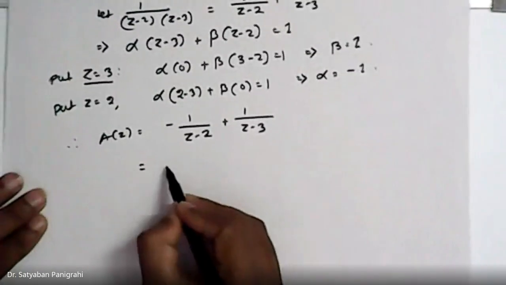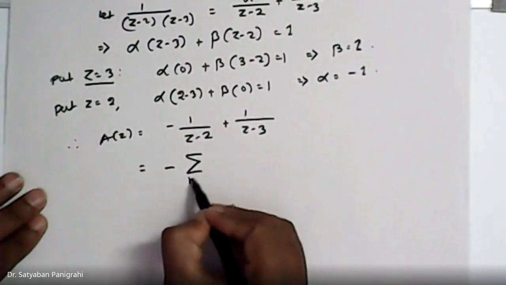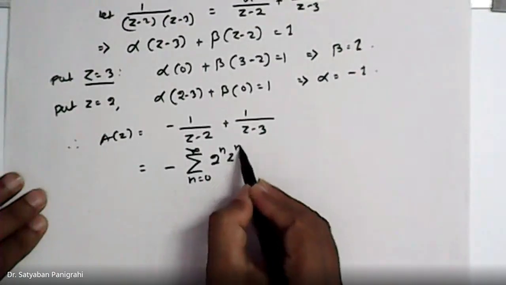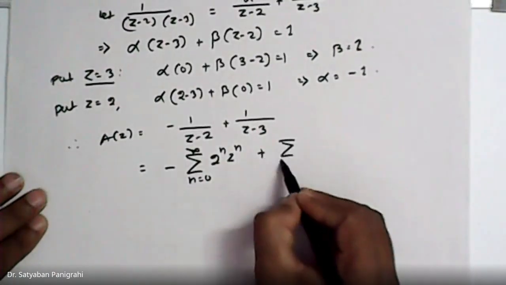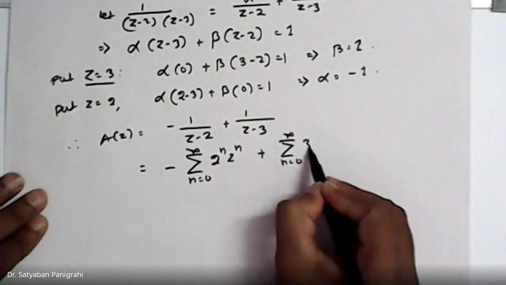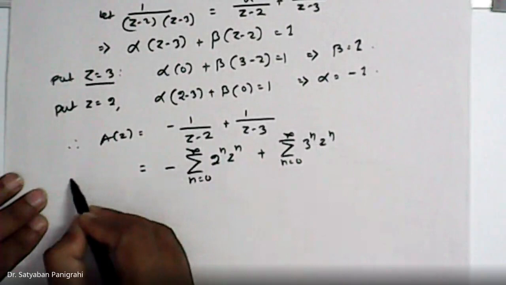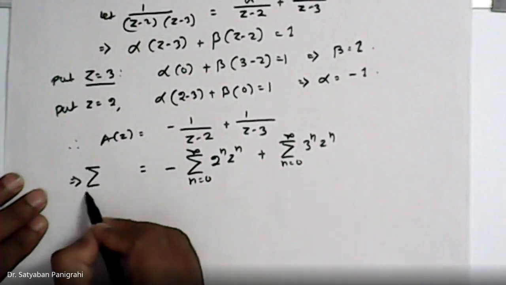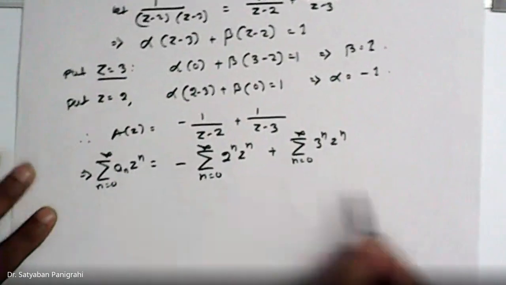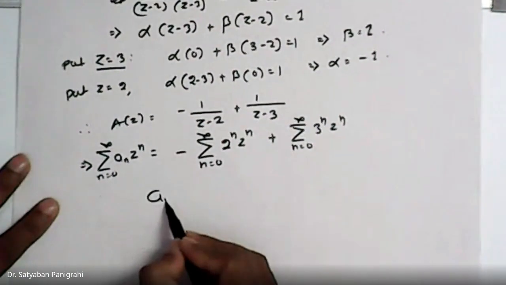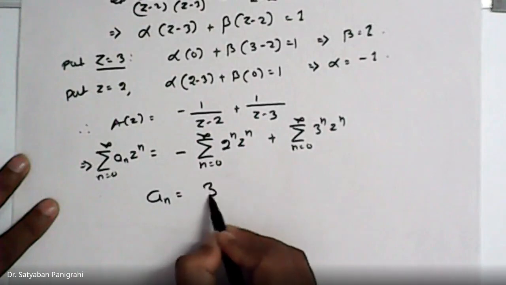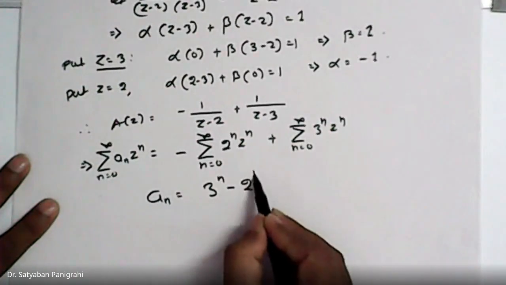Now minus the sum n from 0 to infinity 2^n z^n plus the sum n equal to 0 to infinity 3^n z^n, and as we are saying A(z) equal to the sum n equal to 0 to infinity a_n z^n, so comparing, what can I say? a_n is how much? a_n equals 3^n minus 2^n. Answer.